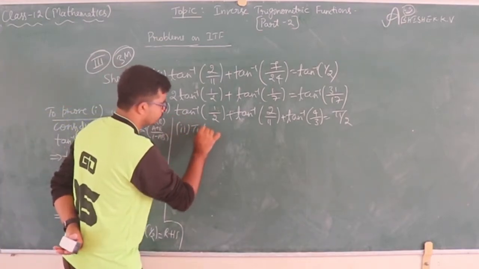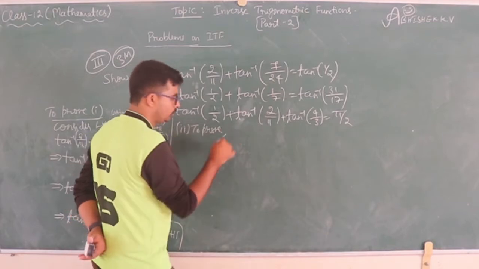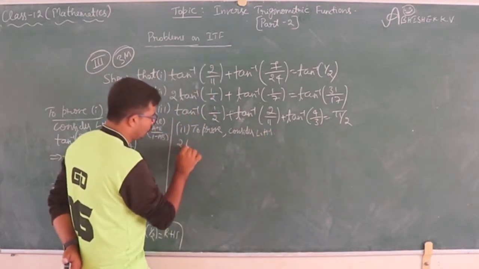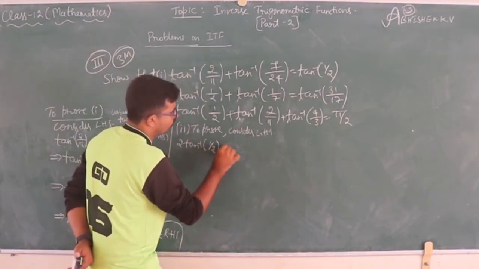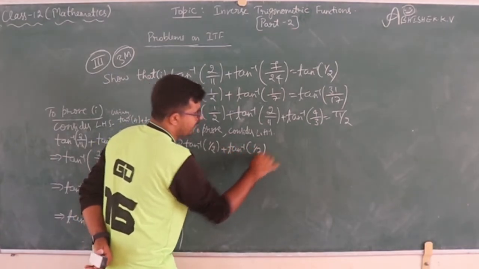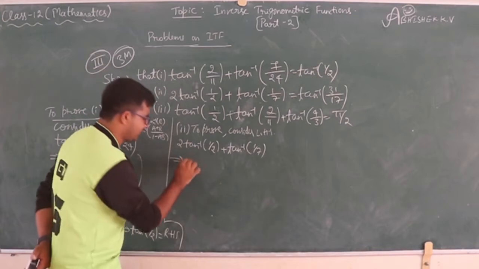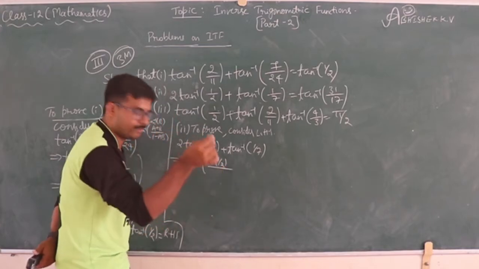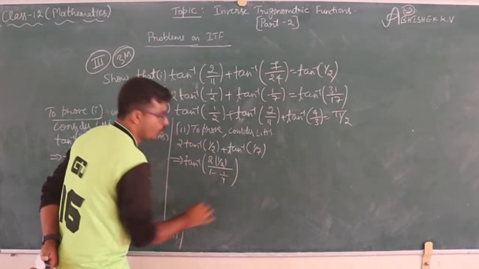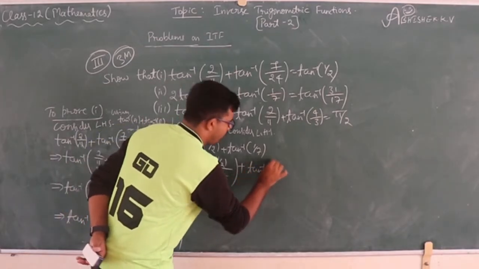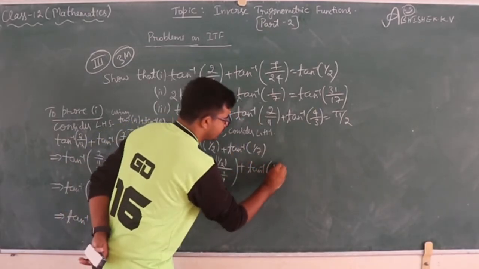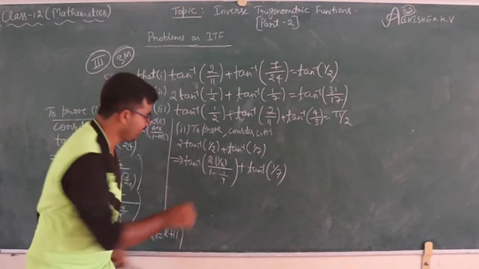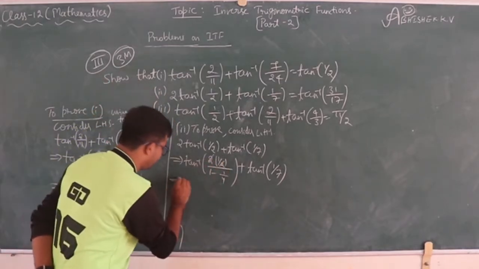To prove the second one, consider LHS. 2 tan inverse of 1 by 2 plus tan inverse of 1 by 7. What is 2 tan inverse x? Tan inverse of 2x divided by 1 minus x square. What is x? 1 by 2. That is 1 minus 1 by 2 whole square, which is 1 by 4, plus tan inverse of 1 by 7. Now it has coefficients 1 and 1, so it is of the form tan a plus tan b. The 2s get cancelled.